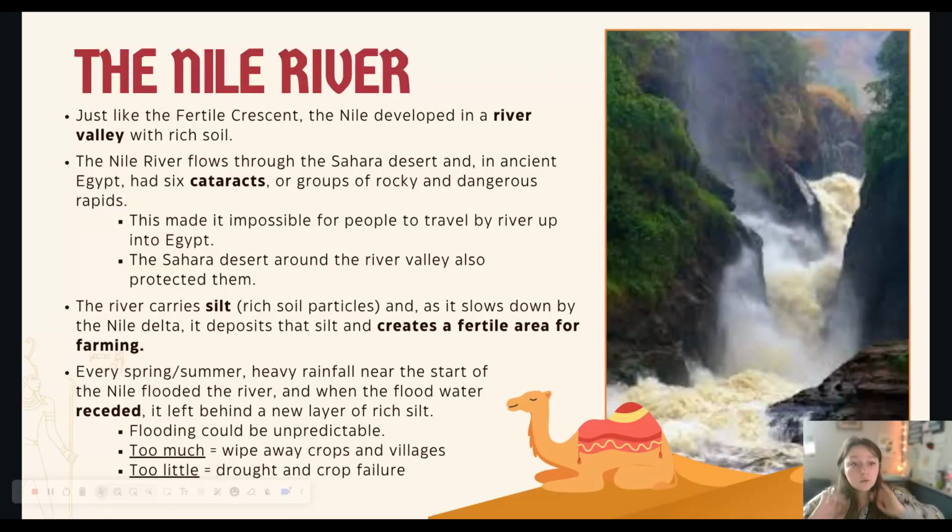And when that flood water came up and then went away, it would leave behind a new layer of that fertile soil. Now, the issue is that flooding could be unpredictable, right? If you have too much, it can wipe away your crops, it can wipe away villages. And if you have too little, then you have droughts where there's not enough water and you could have your crops fail. So it was really important to Egyptians that the Nile River flooded regularly.